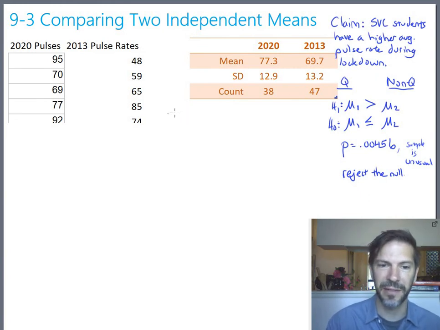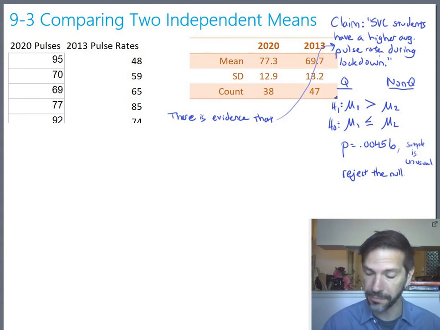So writing your sentence, you would just say there is evidence that, and I'm going to cheat a little bit right here, we're basically just going to write that exact stuff, right? There is evidence that SVC students have a higher average pulse rate during quarantine, during lockdown, than they do during other times. Okay, so the homework is always going to ask you to do a hypothesis test. They're always going to ask you to write a confidence interval as well.